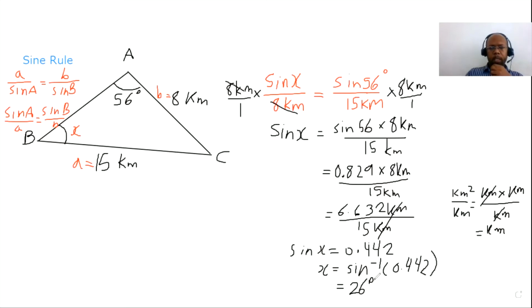So that's finding an angle. Okay, let's find a missing side. So for example, let's say we don't know what this is. We don't know what B is, but we do know that this is 26 degrees. So let's erase that.